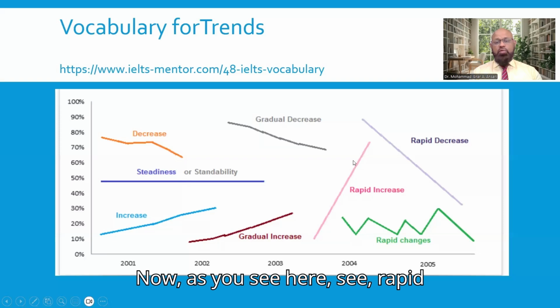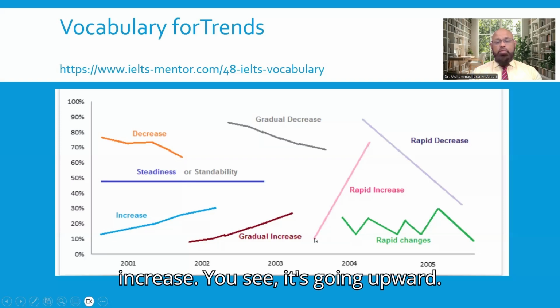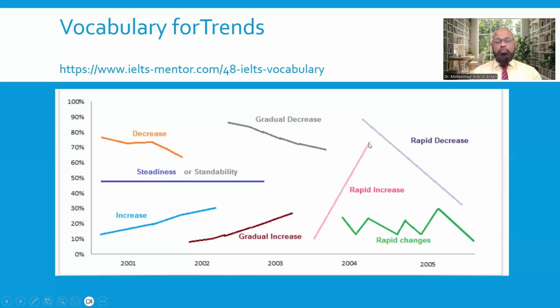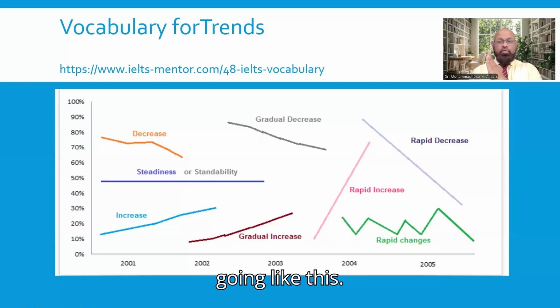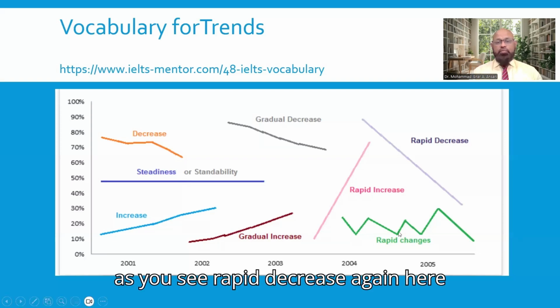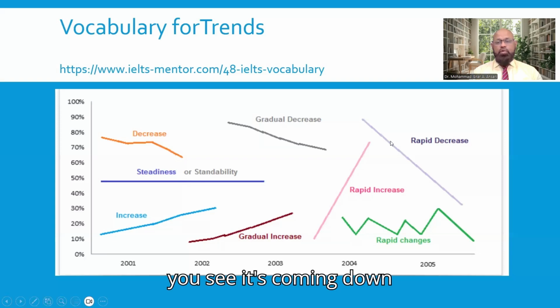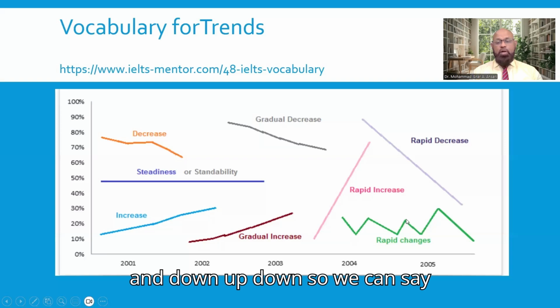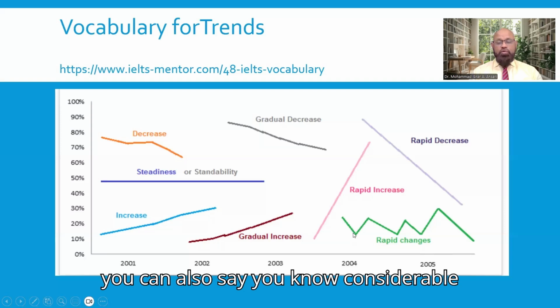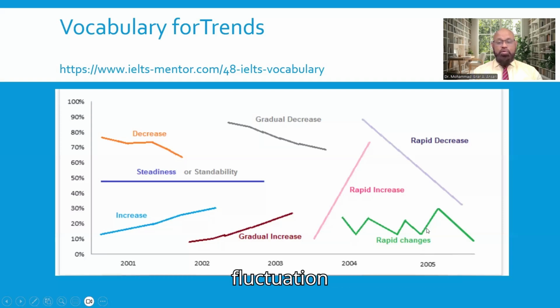Now, as you see here, rapid increase. You see, it's going upward, and not like this, it's going like this. As you see, rapid decrease, again here, you see, it's coming down this way. If it's going up and down, up and down, so we can say rapid changes. You can also say considerable fluctuation.